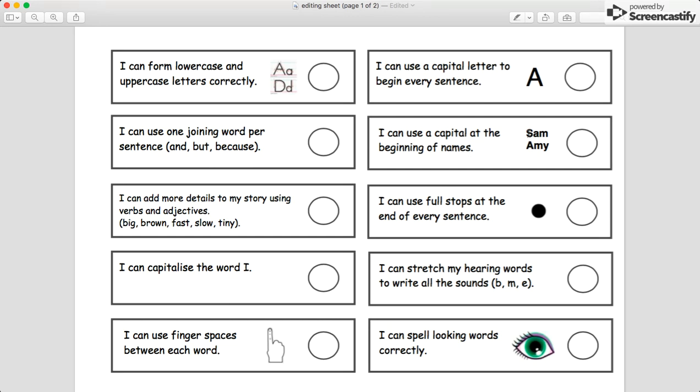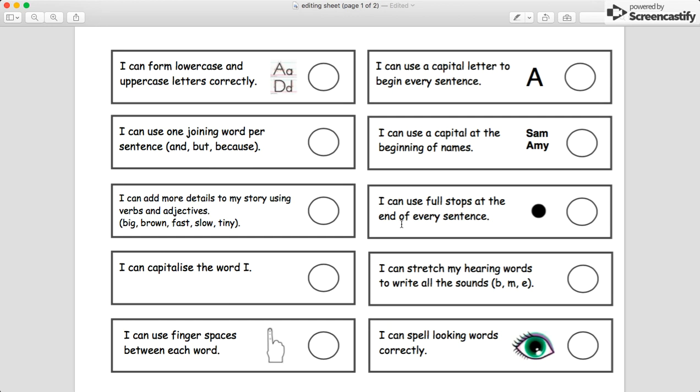I can use a capital letter at the beginning of names. Now that's really important. You know that your name starts with a capital letter. Well, all names start with a capital letter. So if you've written your brother's name, your cousin's name, your auntie's name, whoever's name, your friend's name, make sure they have a capital letter at the beginning. Use your red pen to check and correct, and then put a tick in the box.